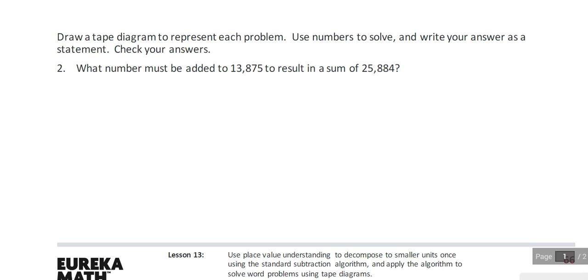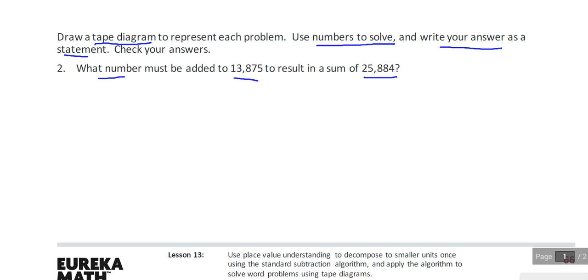Alrighty, let's get started with number 2, and in this one we are going to use our good old friend, the tape diagram. And we're going to use numbers to solve, and we're going to write the answer as a statement. So to do that, we are going to start with our question. What number must be added to result in a sum? So what number? So we don't know a certain number that's going to be added to another number.